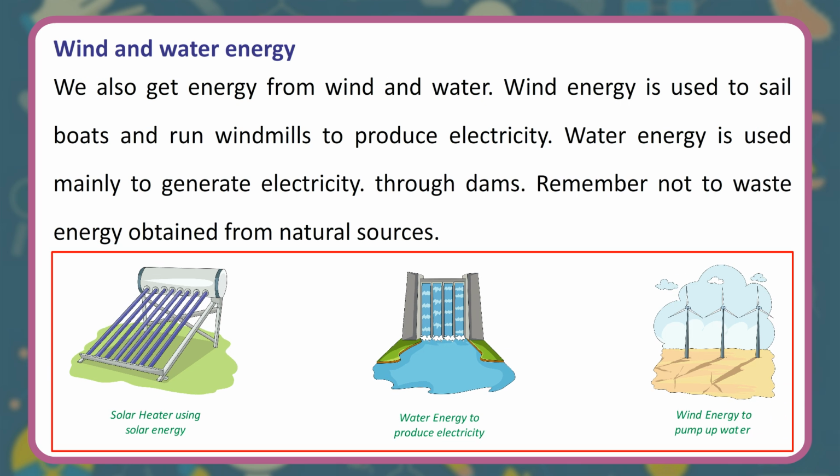Wind and water energy. We also get energy from wind and water. Wind energy is used to sail boats and run windmills to produce electricity. Water energy is used mainly to generate electricity through dams. Remember not to waste energy obtained from natural sources. Solar heater using solar energy. Water energy to produce electricity. Wind energy to pump up water.